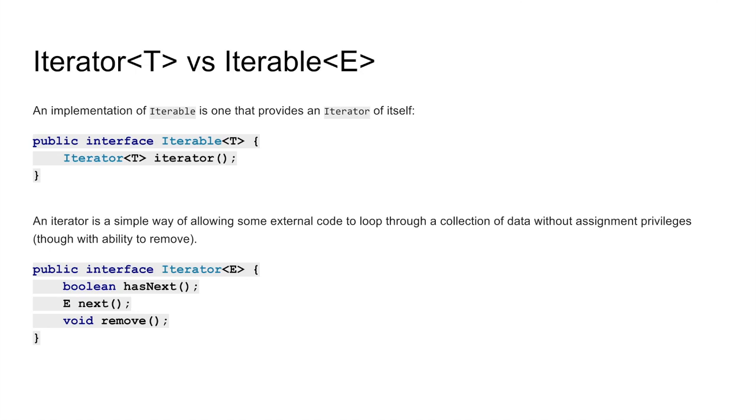To summarize, the iterable is the collection, or rather the collection implements Iterable. So the collection is the iterable. The iterator is an interface allowing you to loop over the elements of a collection.